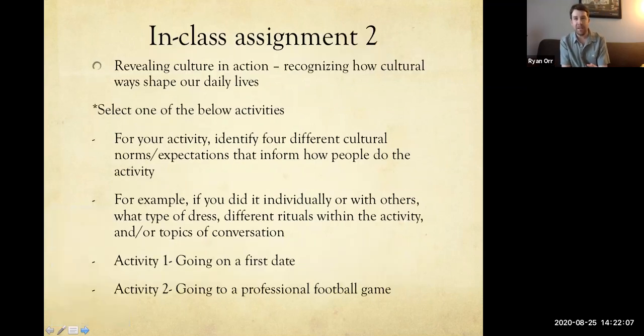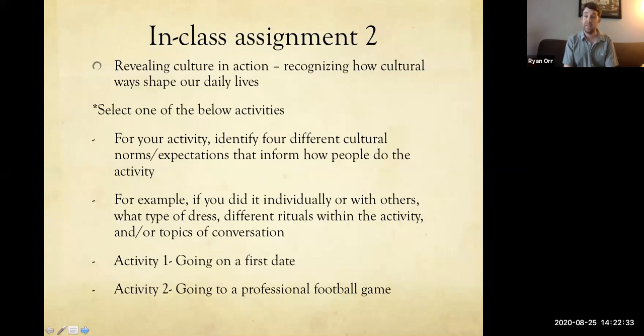So now we can take these ideas we discussed in the second part here in the first lecture part and apply them to our second in-class assignment. So the second in-class assignment I like to think about as trying to reveal culture in action, because culture is influencing us on a day-to-day basis, but we're so used to its influence, we typically don't recognize it. We typically don't see it when it's there.